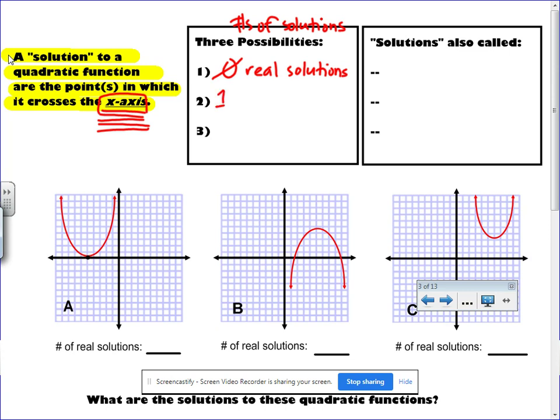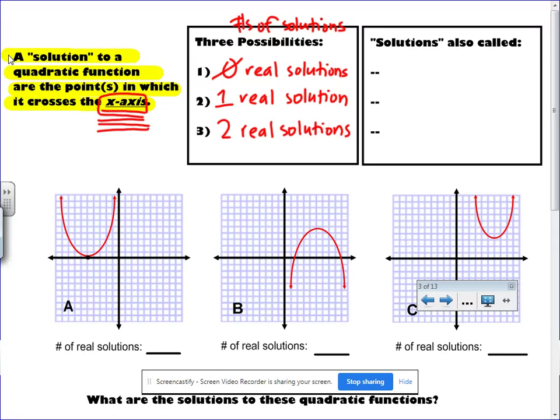You could also have one real solution, or you could have 2 real solutions. So meaning if you have no real solutions, it never crosses the x-axis. If you have one real solution, it crosses once or hits it once. It doesn't really cross, it just kind of lands there. And then you could have it cross the x-axis at two different places.